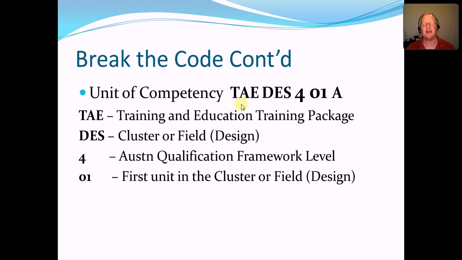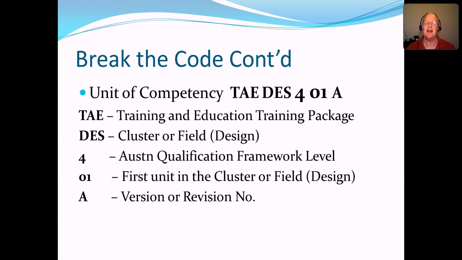The next unit of competency from this field or cluster would be TAE DES 402 and so forth, 03, 04. Okay, the final part we have is A, and that is representative of the version or revision number. Every time there is a change in a unit of competency, being the knowledge or skill, it will be highlighted by the letter A.